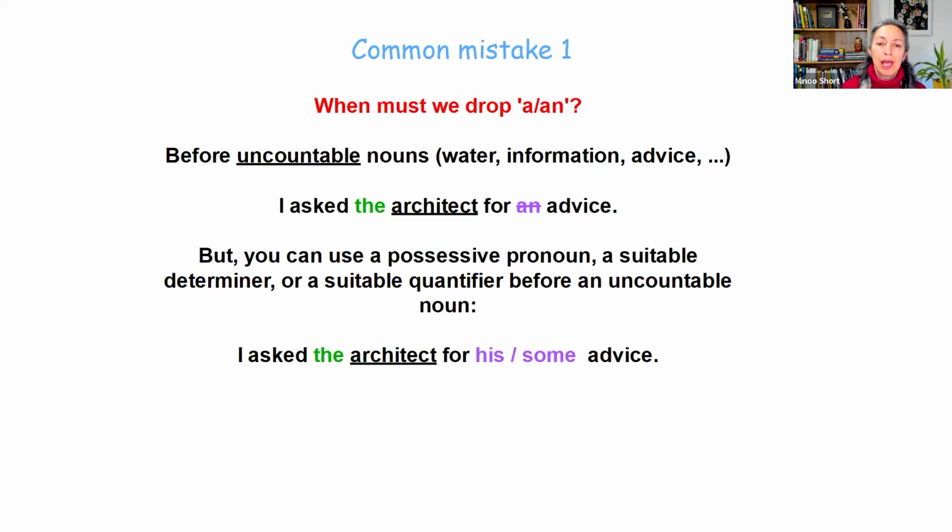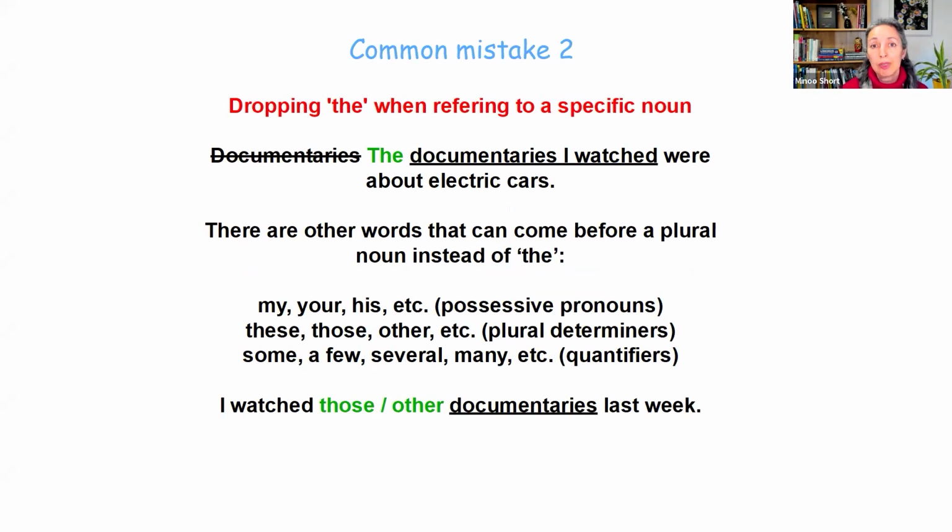Now let's look at common mistake number 2, which relates to dropping the definite article, the. And the mistake here is dropping the when you are referring to a specific noun. For example, saying documentaries I watched. When you say documentaries I watched, we know which documentaries you're referring to. These are specific. You must use the definite article. The documentaries I watched were about electric cars.